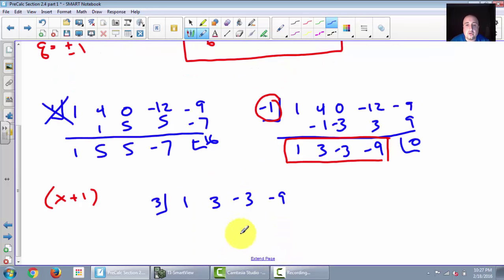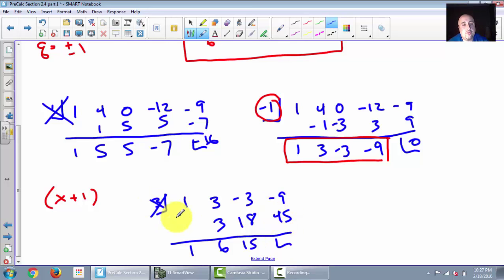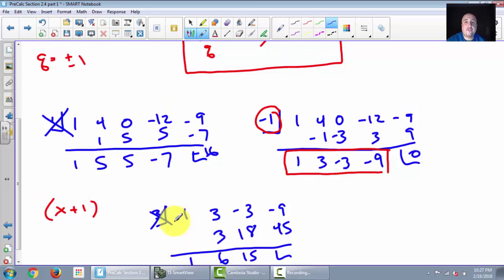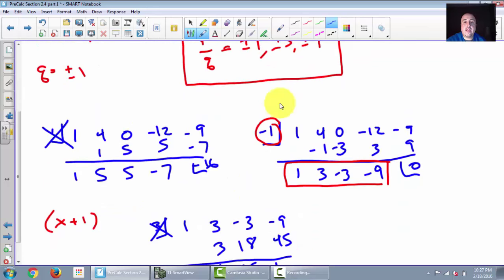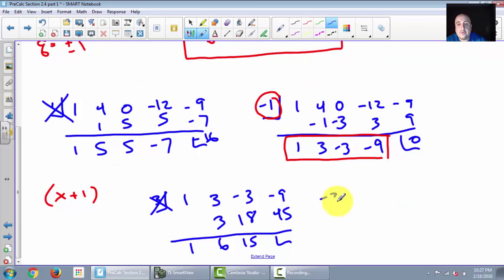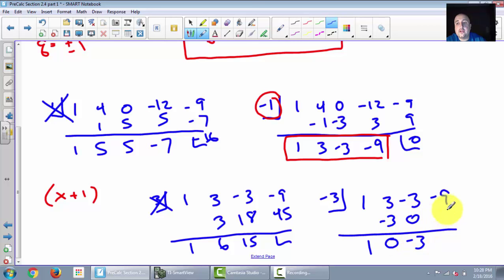Okay, so we're going to see if this works. So 1, multiply, I get 3, 6, 18, 15, 45. If I add these together, it's definitely not equal to 0, so 3 does not work. So I can cross off 3 from my list. The next number on my list would be negative 3. So now I'm going to try negative 3 using these coefficients because that's what I've broken it down to. So 1, 3, negative 3, negative 9. Let's see if this works. 1, negative 3, 0, 0, negative 3, 9, negative 9 plus 9 is 0.